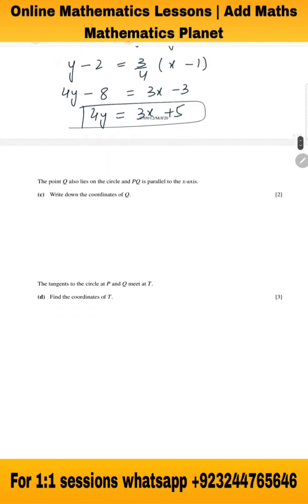The point Q also lies on the circle, and PQ is parallel to the x-axis. There is another point lying on the circle, that is Q, and the point Q lies on the circle in such a way that PQ is parallel to the x-axis. So since PQ is parallel to the x-axis, the y coordinate of Q is 2.